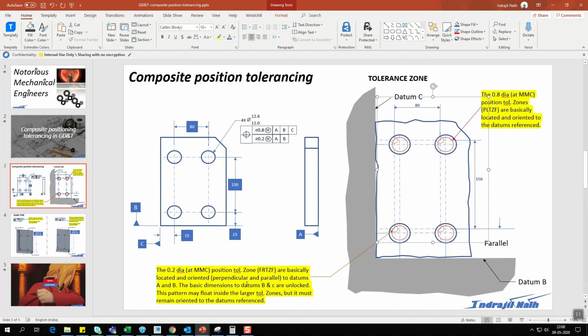Okay, so basically what it tells us is that the basic dimensions of this will get unlocked, this 80 and 150 will get unlocked, and this can float within this region, and it has to maintain parallelism with respect to datum B. And if you see, somewhat the orientation of these holes will also be controlled with this smaller tolerance. Okay, this smaller tolerance will also control the angle within which the axis can tilt with respect to datum A. The axis can go like this a little bit, but within this 0.2 tolerance zone, it cannot go outside this 0.2. That is also what it means.